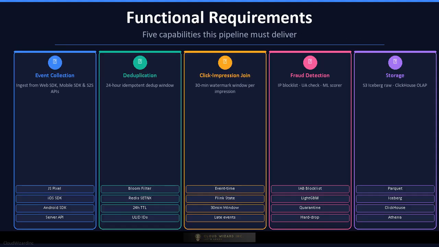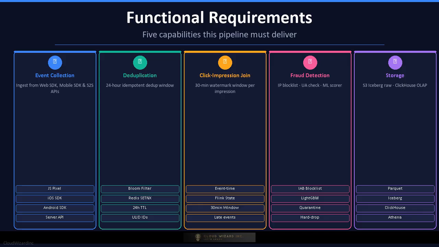Now let us look at what this system must actually do, the 5 functional requirements. First is event collection. The system must ingest impressions and clicks from 3 source types: Web JavaScript SDK using browser pixels, mobile SDK on iOS and Android, and server-to-server APIs for backend-generated events. Second is deduplication. Every event must be deduplicated within a 24-hour window. The same impression or click must never be counted twice, even if the SDK retries on a flaky network. This requires idempotent processing end-to-end.